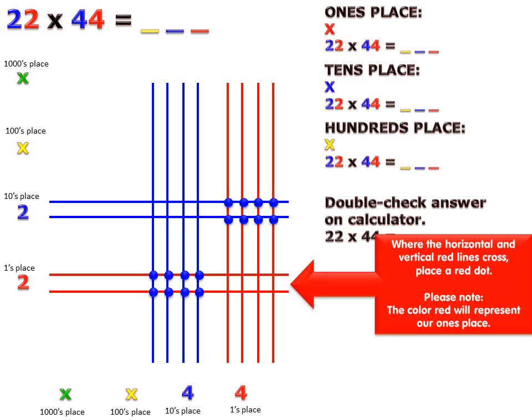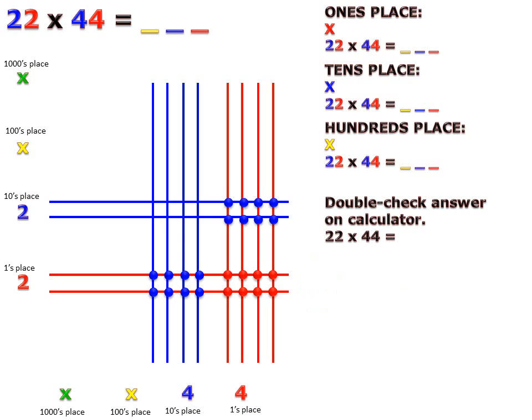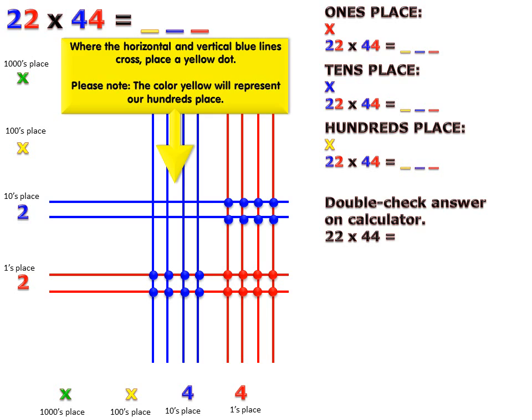Where the horizontal and vertical red lines cross, place a red dot. Please note, the color red will represent our ones place. Where the horizontal and vertical blue lines cross, place a yellow dot. Please note, the color yellow will represent our hundreds place.